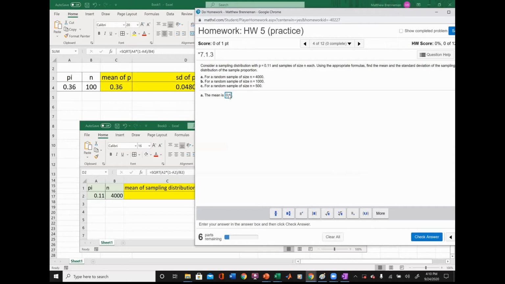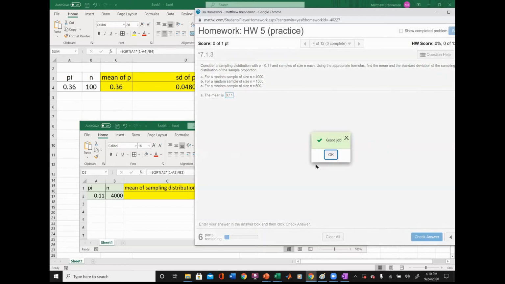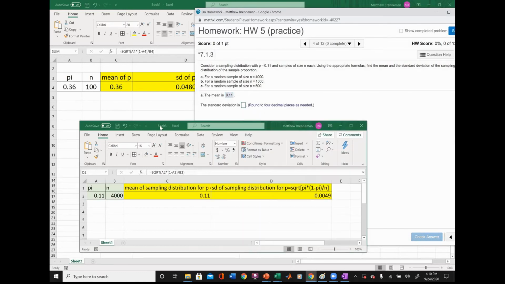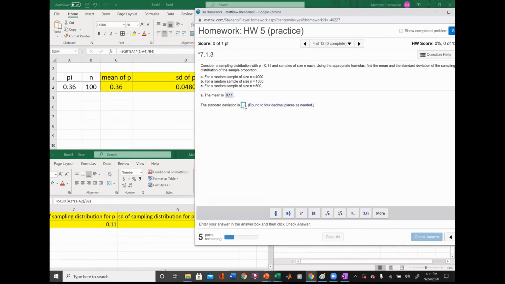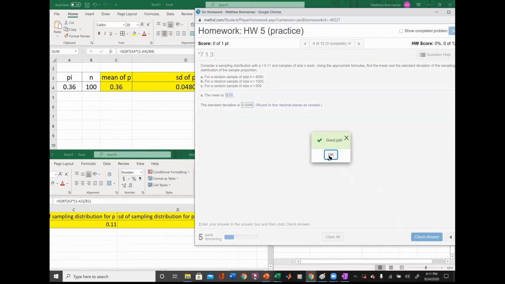So go ahead and enter your values. The moment of truth has arrived. Okay, we got that right. And of course, yours are going to be different, right? So mine is 0.0049. And we done did it.